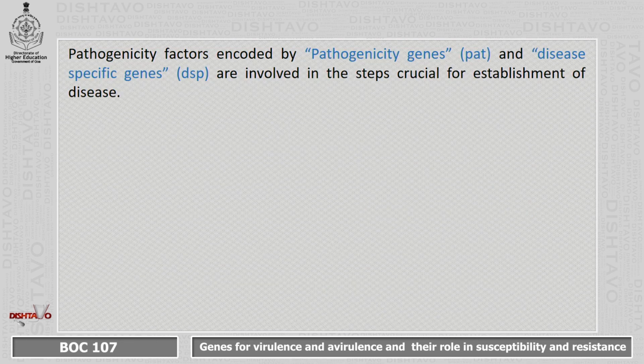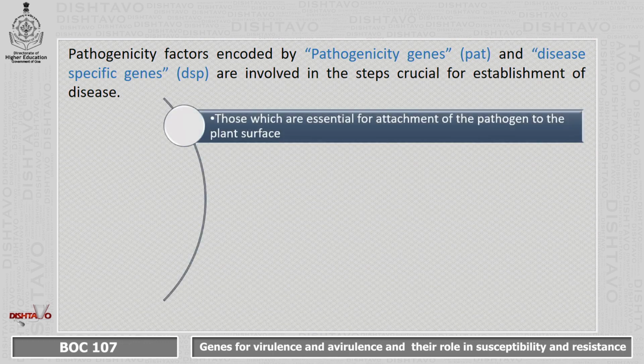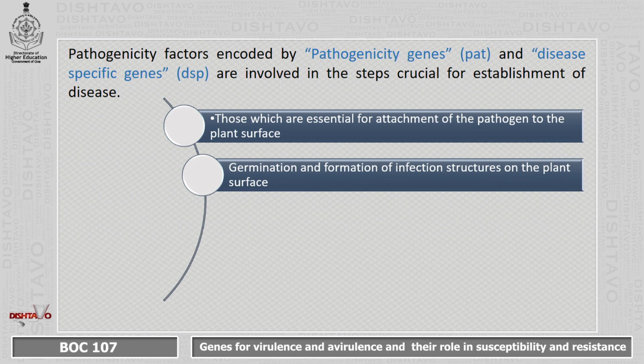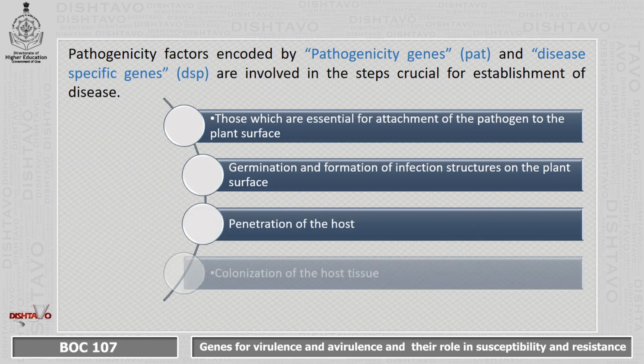Pathogenicity factors encoded by pathogenicity genes, also called PAT, and disease specific genes DSP, are involved in steps very important for the establishment of the disease. These include those which are essential for attachment of the pathogen to the plant surface, germination and formation of infection structures on the plant surface, penetration of the host and colonization of the host tissue.